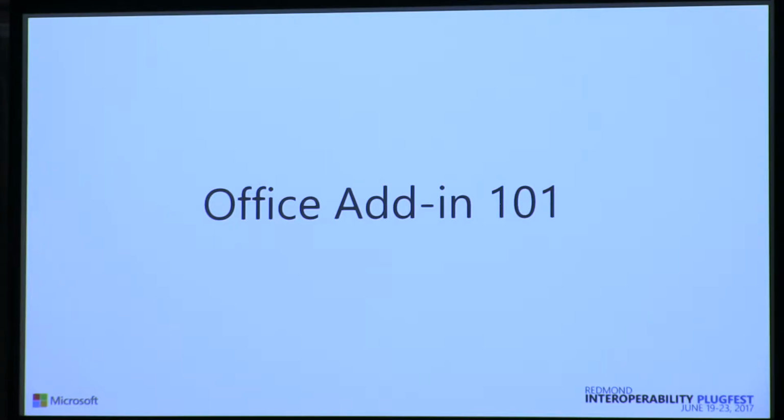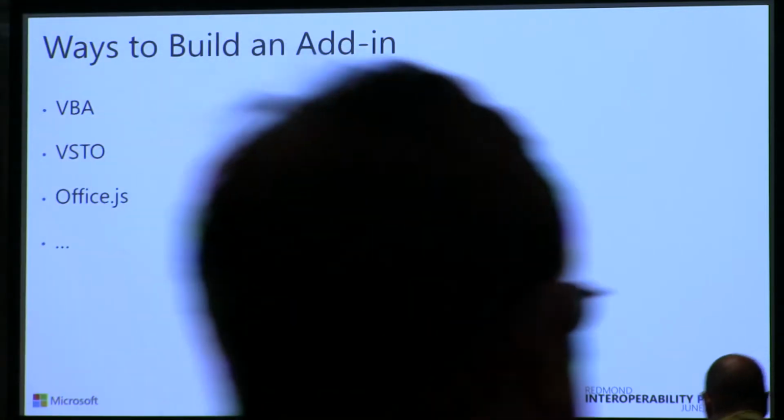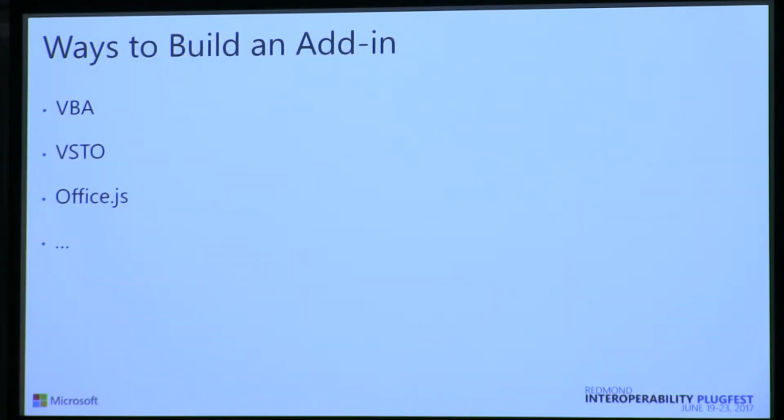So we're going to go to Office add-ins first, and teach you how to build an add-in. Before that, can we check how many of you have interacted with Office add-ins or used add-ins in your work environment? Okay, that's good. Right now there are many ways to build add-ins, like VBA, VSTO, and now we have Office.js. Today we're mainly going to introduce Office.js.